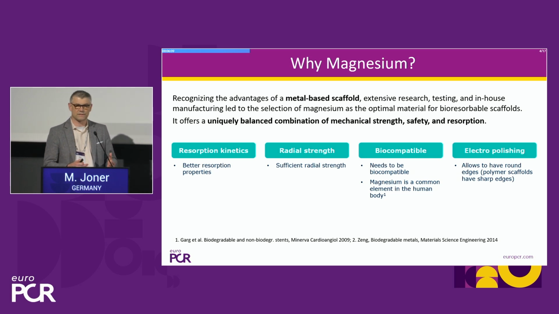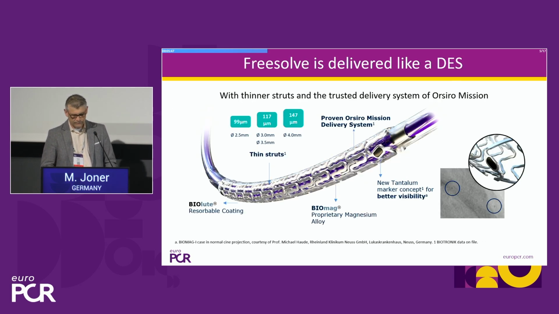The radial strength is different compared to polymers because you have a performance that is similar to any drug-eluting stent when you implant it. It needs to be biocompatible, and that's true. We've shown thrombogenicity is extremely low. And you can do something very basic, which nobody's speaking of, which is electropolishing, that everybody of us is used to with all drug-eluting stents. This is how it looks.